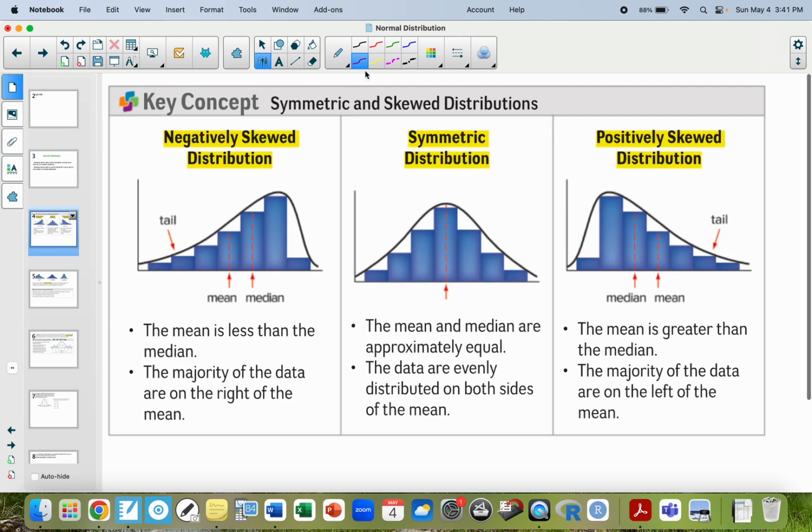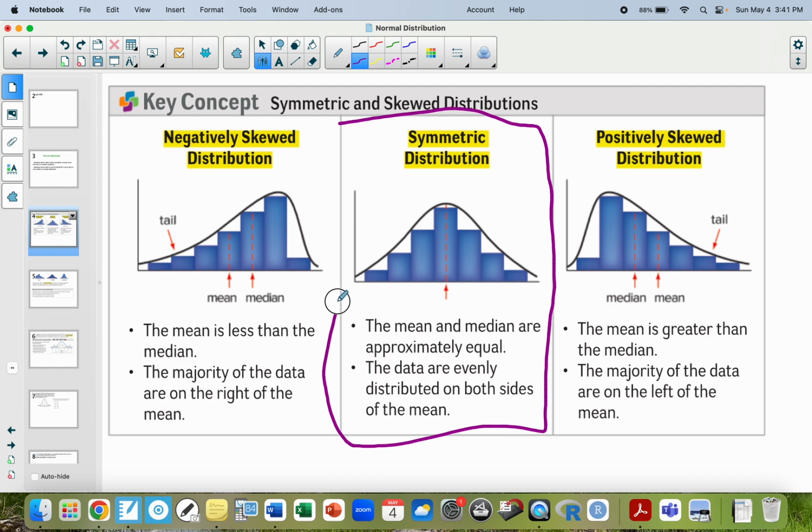Okay, so let's first talk about a symmetric distribution. There are different types of distributions. You can have a negatively skewed distribution, symmetric distribution, or positively skewed distribution. I'm just going to focus mainly on this one, because that is essentially what a normal curve is. Symmetric, remember, means the same on both sides. This is what a symmetric distribution is going to look like. The mean and the median are going to be approximately equal, and the data is evenly distributed on both sides of the mean.